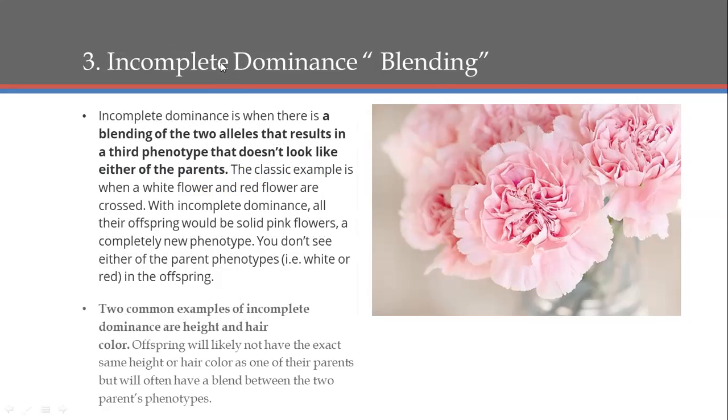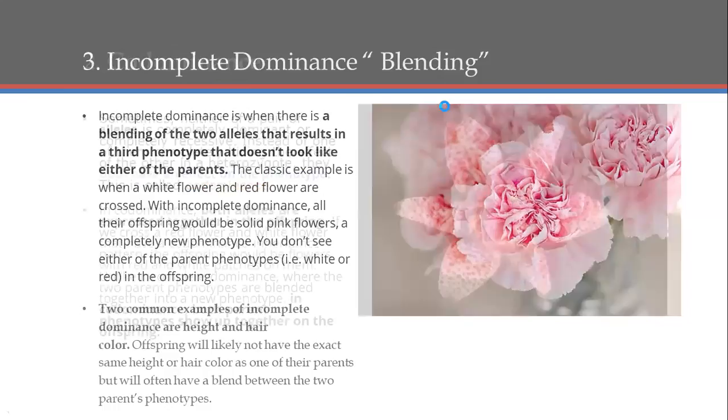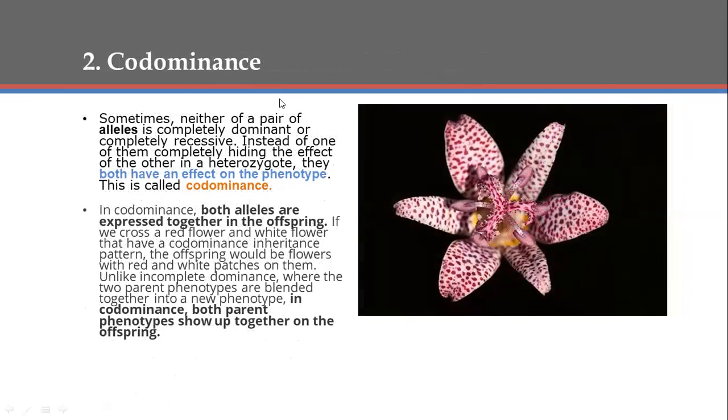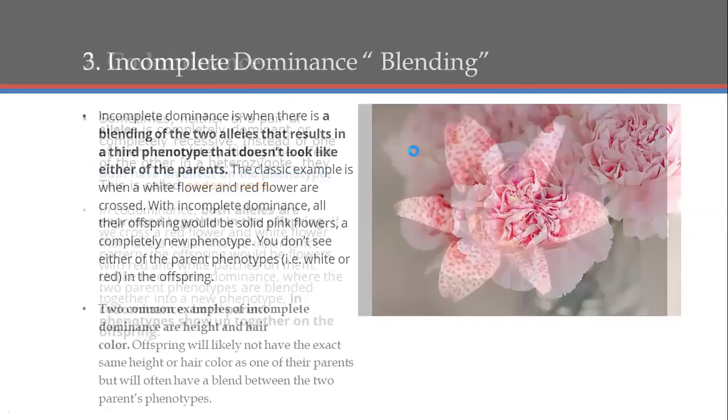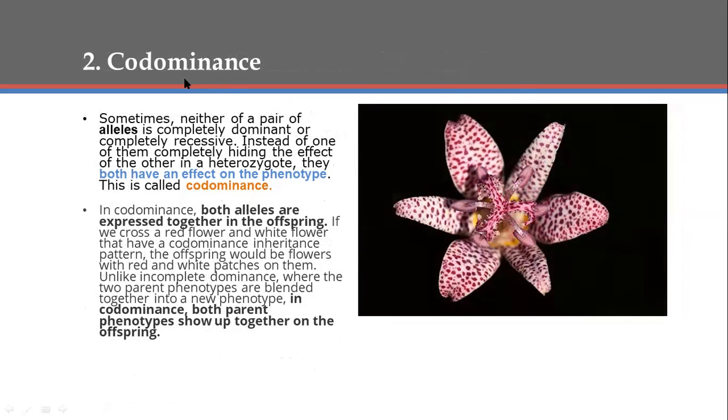The same here. Incomplete dominance is blending, but in codominance, both alleles are dominant, but it's not blended. Both of them appear clearly. They do not blend with each other in codominance. Like the cows that we see, white with black patches, that's codominance. White and black mate or reproduce, giving white with black patches. Here the same, a white flower with pink patches.